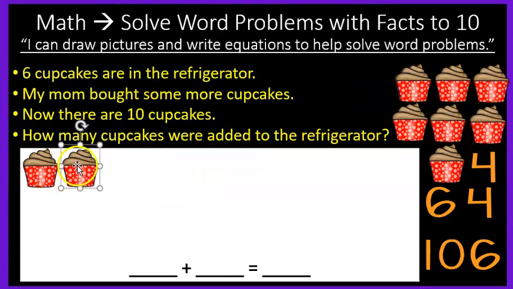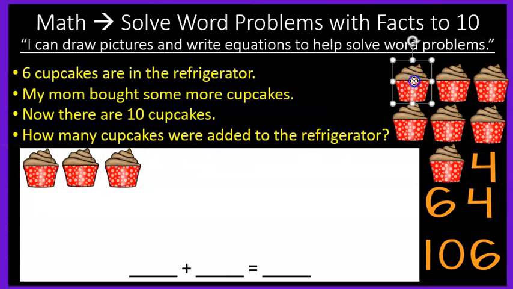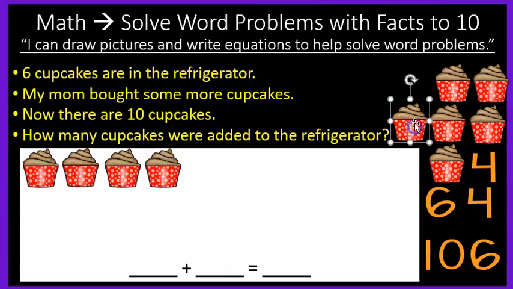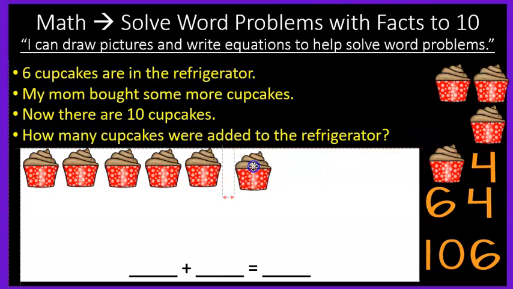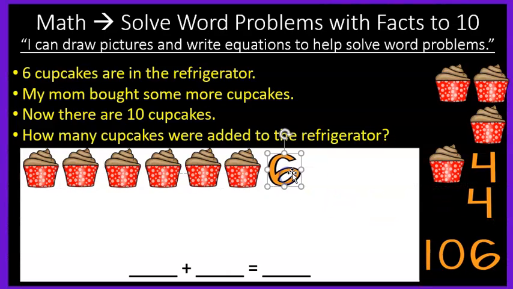Okay? We have 1, 2, 3, 4, 5, 6. Okay? We now have 6 cupcakes right there. Now, the next thing we do, just like in our lessons, we're going to put a number right here so that way you know there are 6 cupcakes already right here. Now, boys and girls, we're done with this first statement here.